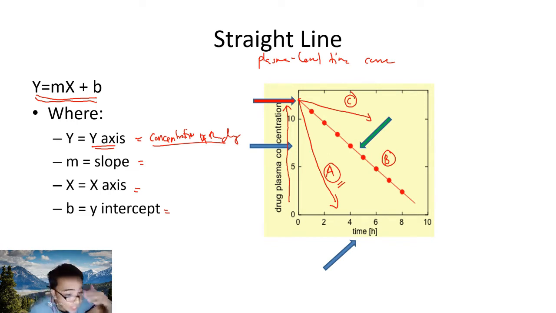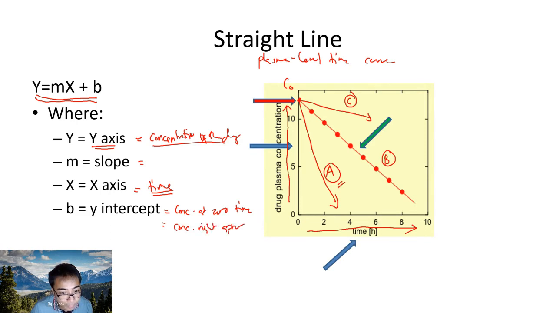Okay? Nasa x-axis would be our, very good, time. Ito yung x-axis. So, time yon. Y-intercept class, we can name this as the concentration at time 0, right? So, this is your concentration at 0 time. When we say concentration at 0 time, class, that's the concentration right after administration. Okay, after we administer the medication. And that will be the concentration at 0 time.